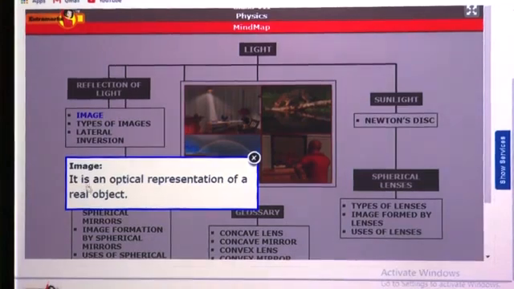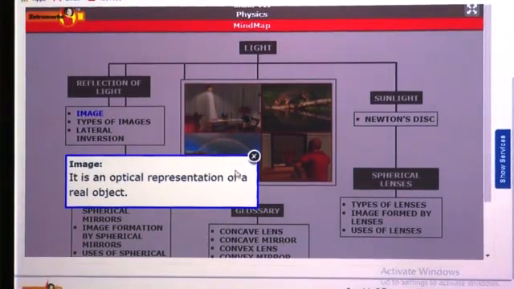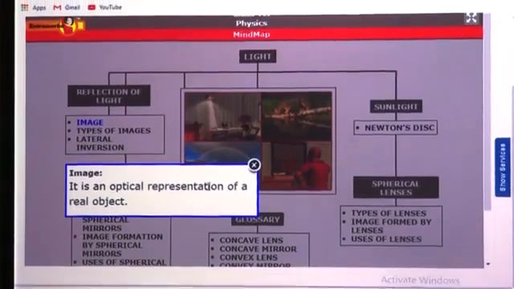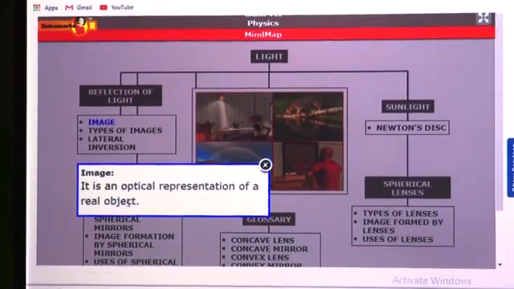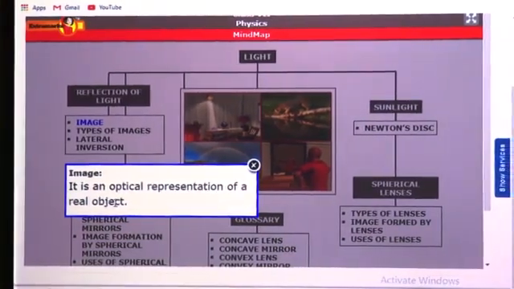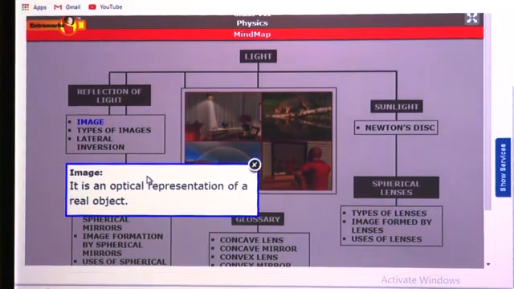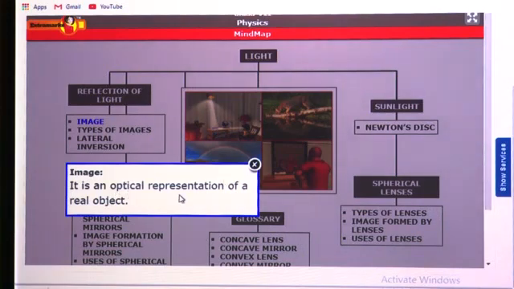An image is an optical representation of a real object. So when we look in a mirror, we can see exactly the person who is in front of us, looking like us. That is called an optical representation. Whatever objects are in front of a mirror, we can see them in the mirror exactly the same. That concept is known as optical representation.